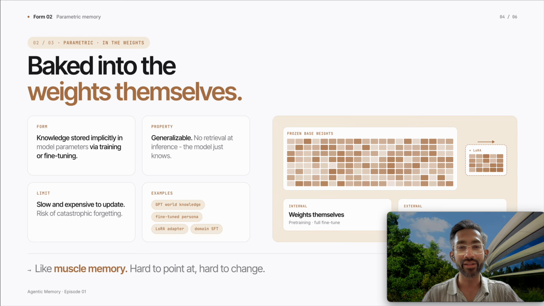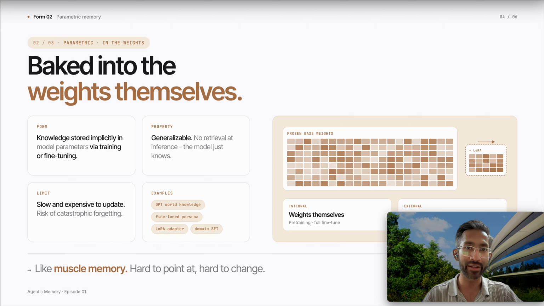The second form of memory is parametric memory. Knowledge baked directly into the model weights through training or fine tuning. This is the opposite end of the spectrum. No retrieval, no external store. The model just knows things because it learned them. The paper distinguishes two layers of this. Internal parametric memory, where the knowledge is embedded in the base weights themselves, and external parametric memory, where it lives in attached modules, like LoRA adapters on top of a frozen model.